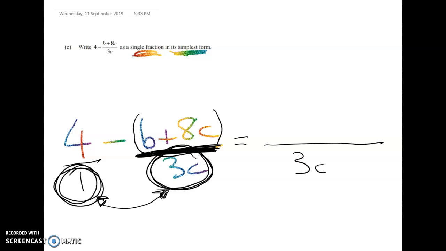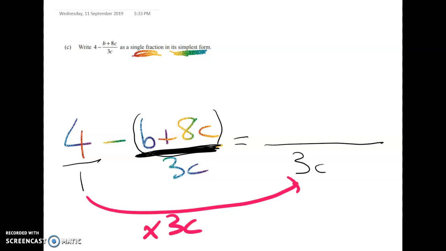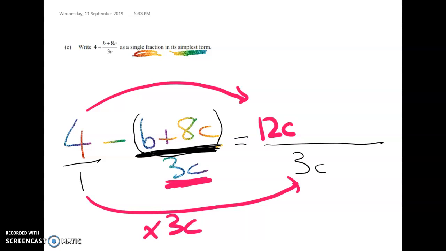Right, what did I have to do to the 1 to get our common denominator of 3c? Well, I had to times by 3c. So that's what I have to do to the 4. So 4 times 3c gives me 12c. What did I have to do to the 3c to get 3c? Absolutely nothing. So I get this, 12c minus b plus 8c.